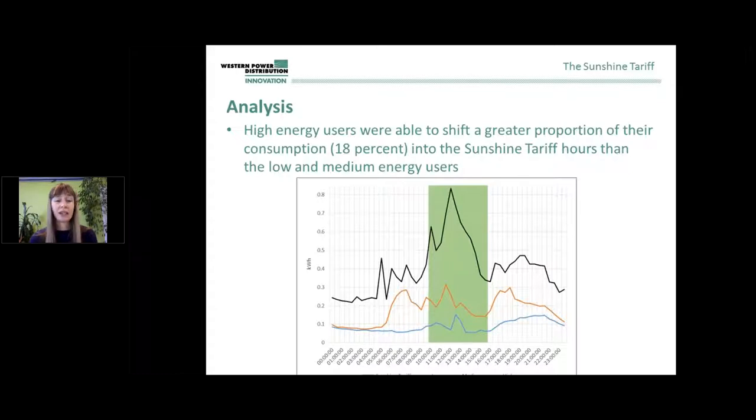Another key finding was that the high energy users were able to shift a much greater proportion of their consumption into the sunshine hours than the low and medium energy users, as shown in that chart. The low energy users shifted 6% of their average daily demand. The medium energy users shifted 10%, and obviously the high energy users 18%, so quite a significant difference there. This is mainly due to the large energy users having greater flexible loads. So those with hot water immersions and electric vehicles tended to fall into that category. And obviously a lot of those had the automatic switches on those appliances as well.